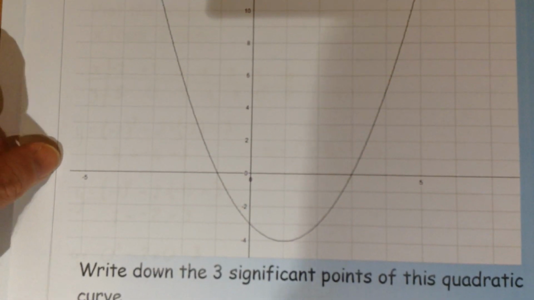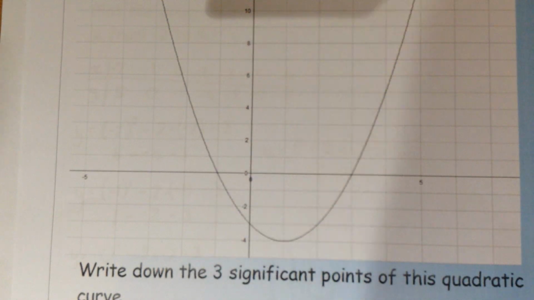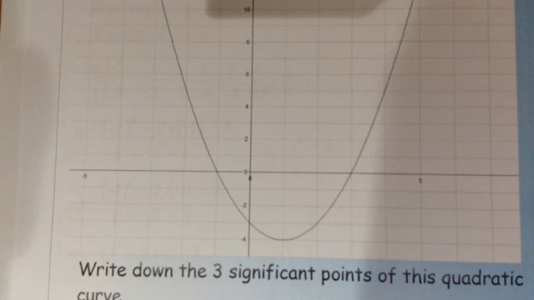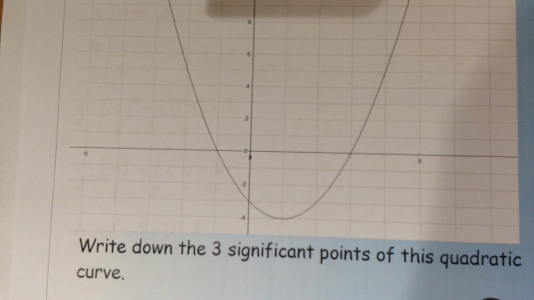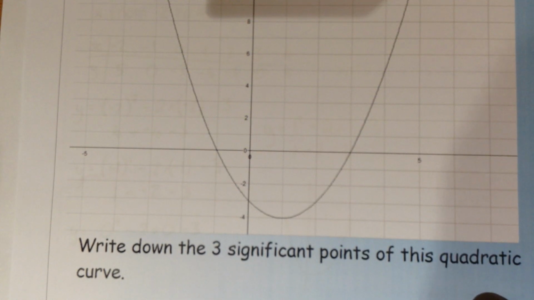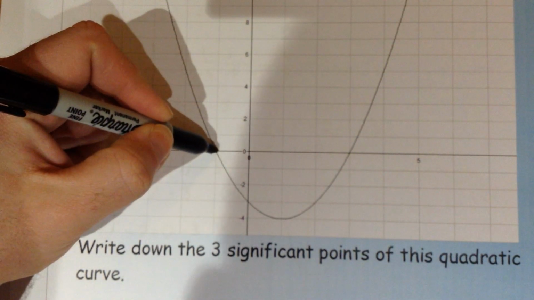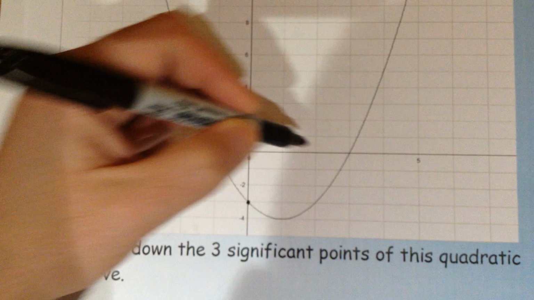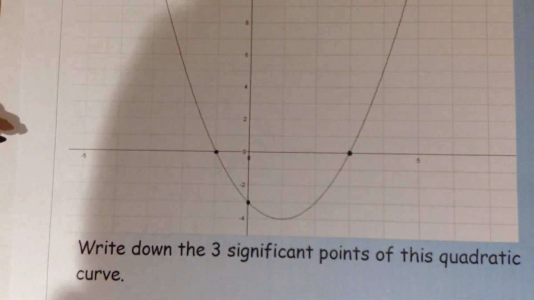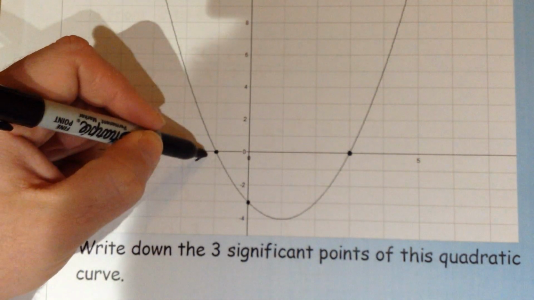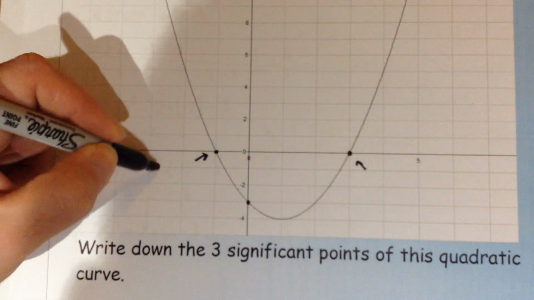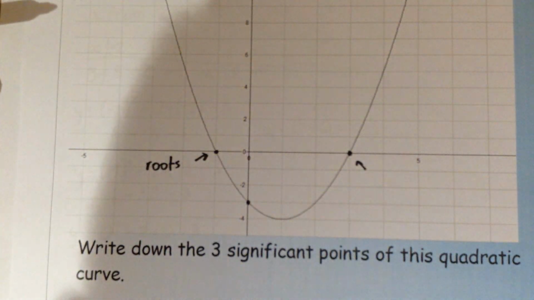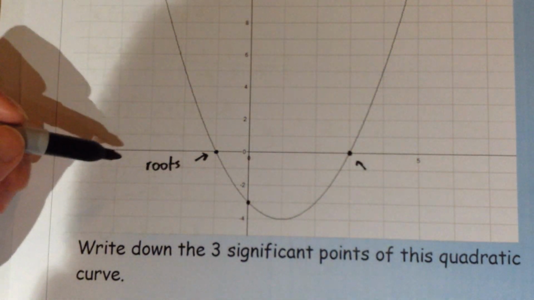Keeping with the graph question, here is a graph pre-drawn in the paper for you. It says down at the bottom they need to pick out the 3 significant points of this quadratic curve. Well, those 3 points are basically where it crosses the different axes, so different points here. Now these two here, so this one and this one, these are known as roots of the equation or roots of the graph, also known as solutions.